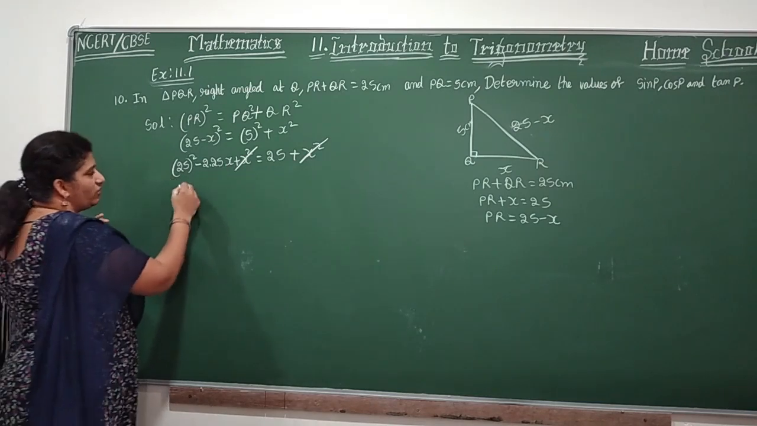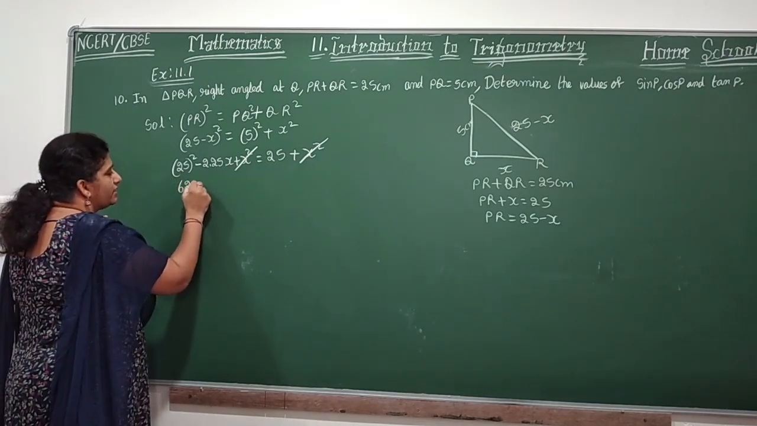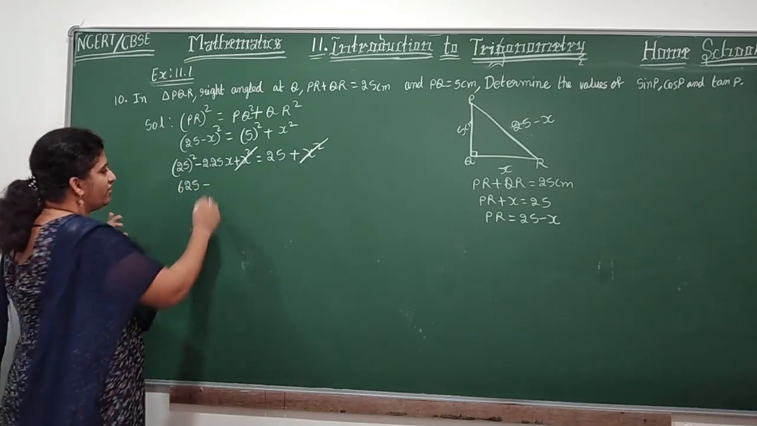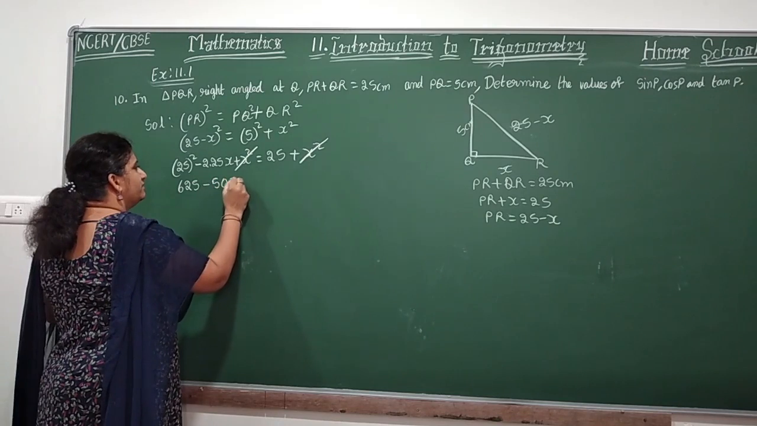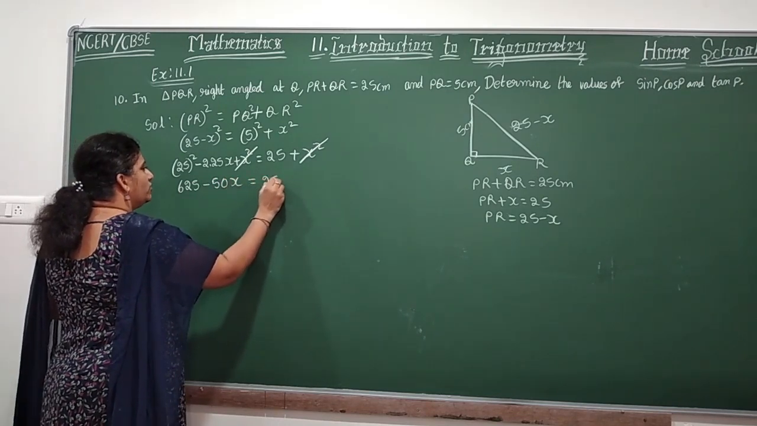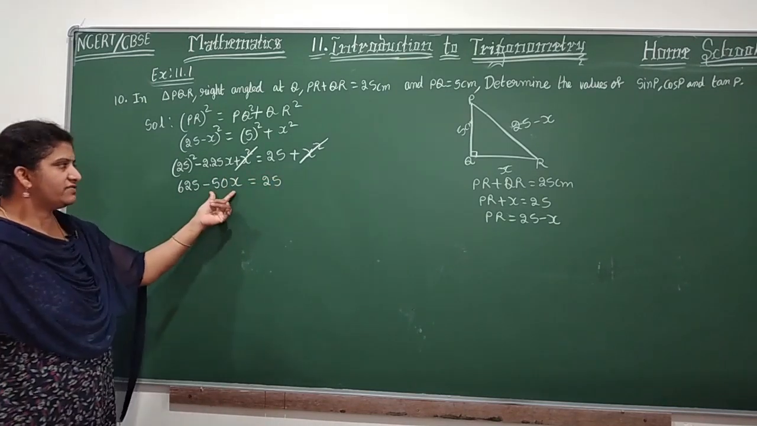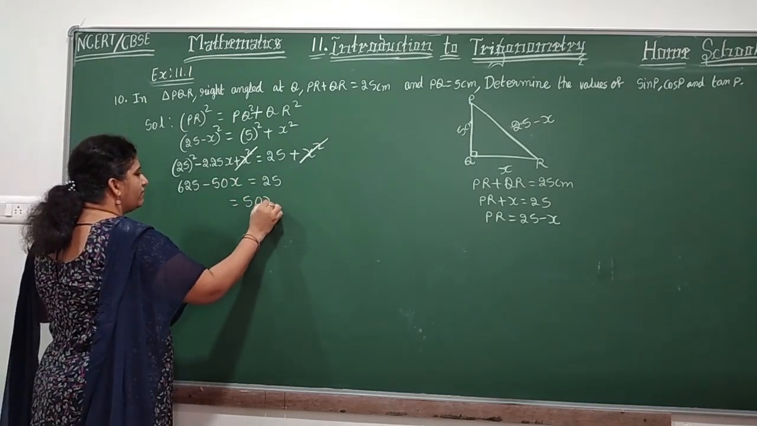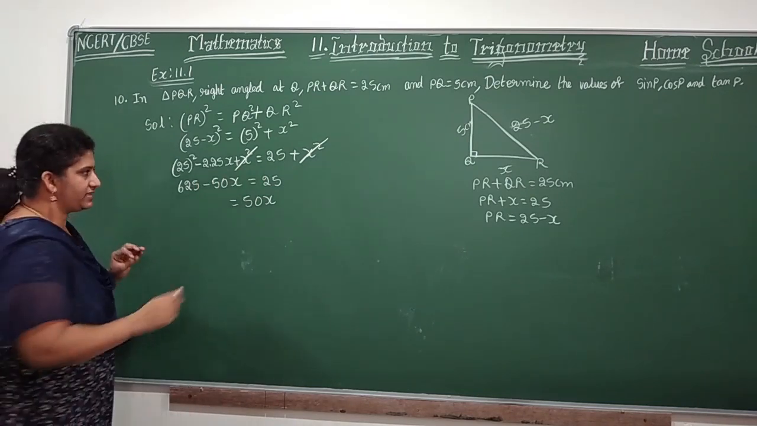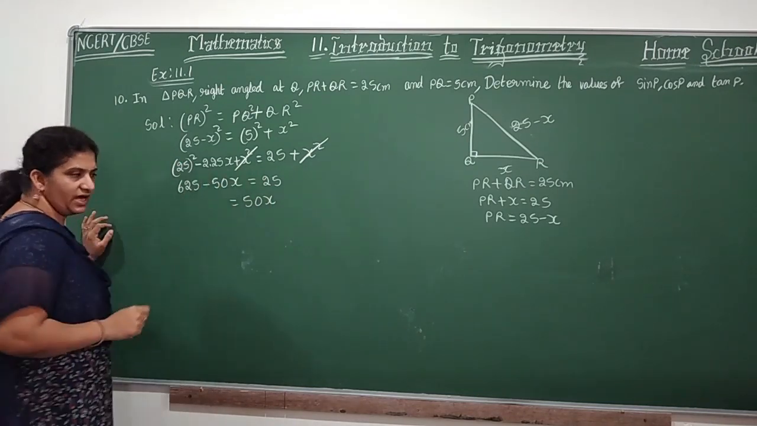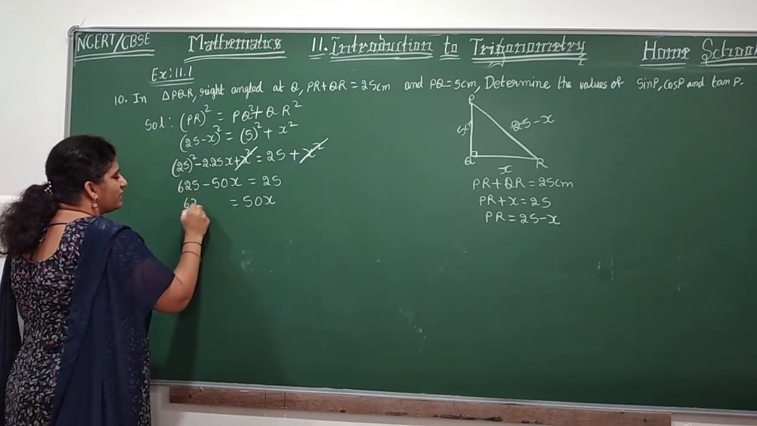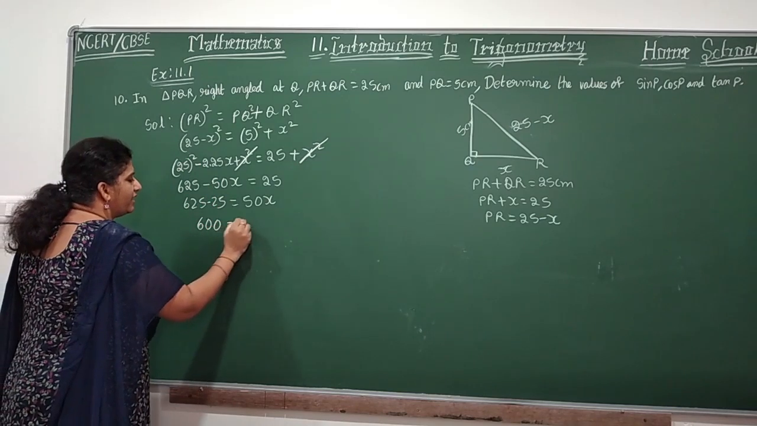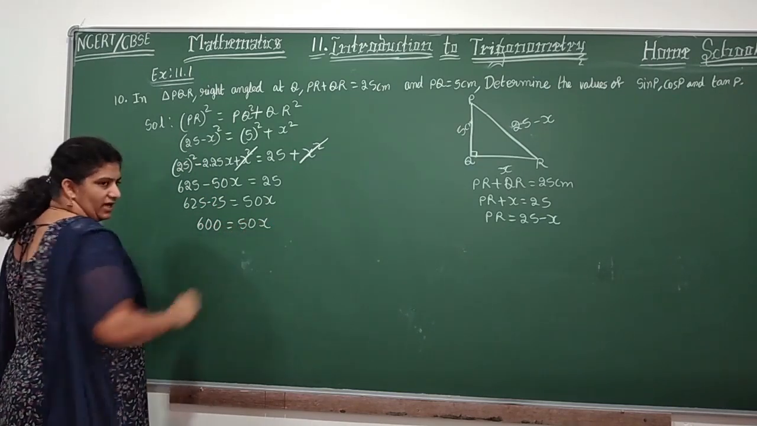So now 25 25s are 625 minus 25 2s are how much? 50x is equal to 25 minus 50x, bring other side. That will be positive 50x. This 25 bring this side. What happens? 625 minus 25 will be 600 is equal to 50x.